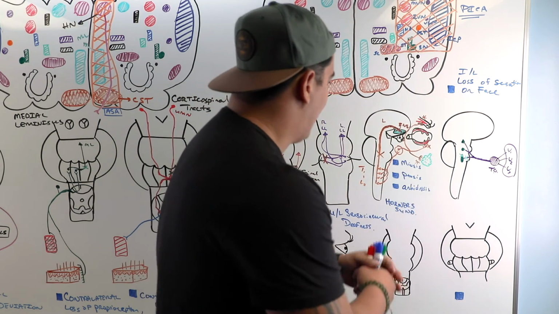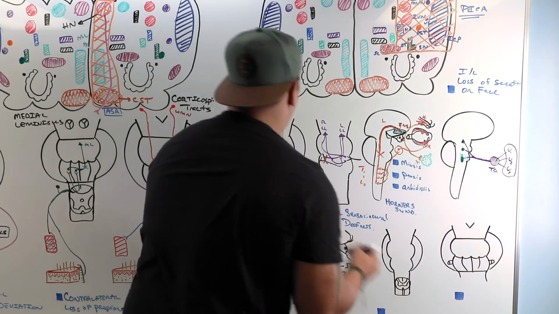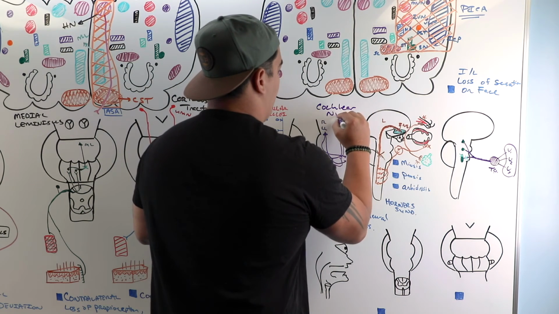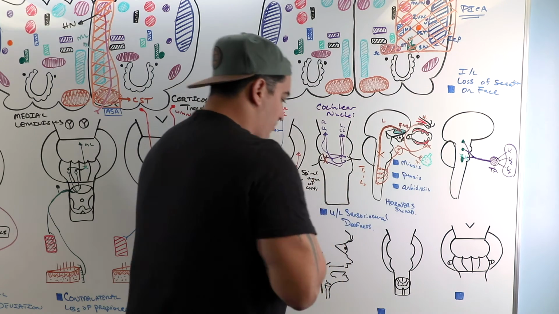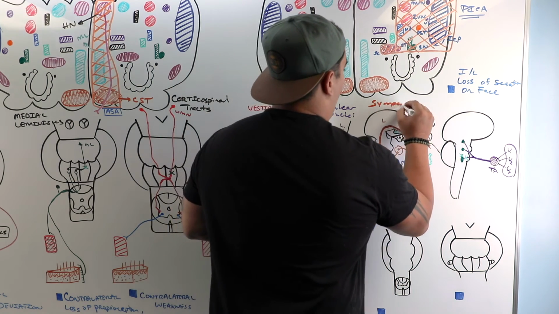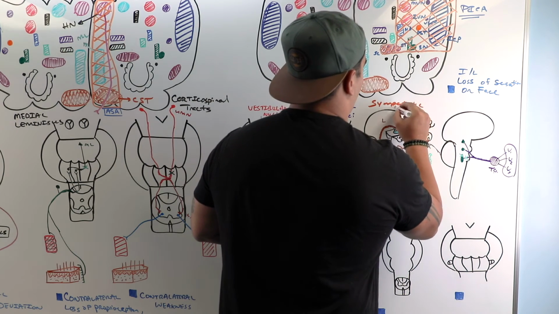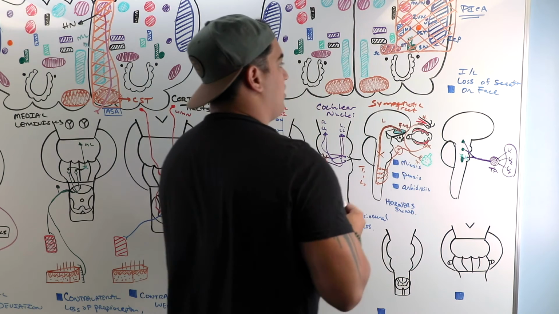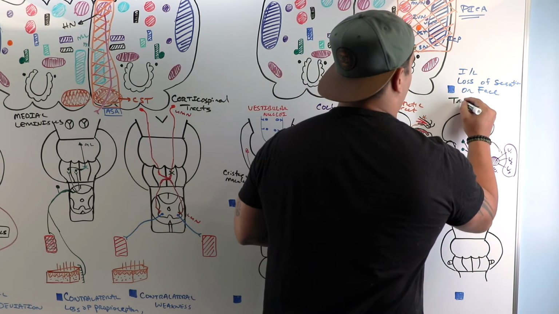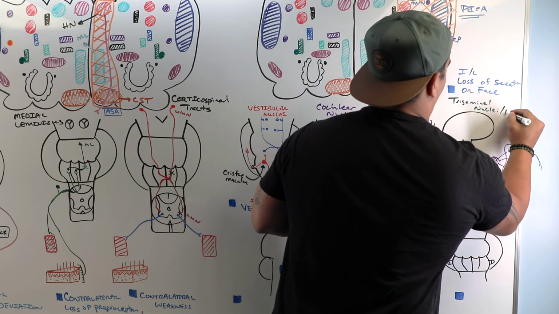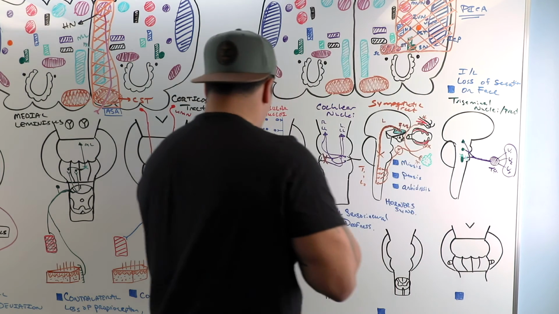Okay, we covered that. So far we've hit the cochlear nuclei that we damaged. Then we talked about the sympathetic tract that was damaged. And we talked about the trigeminal nuclei and tract that were damaged. Now let's move on to the next thing.